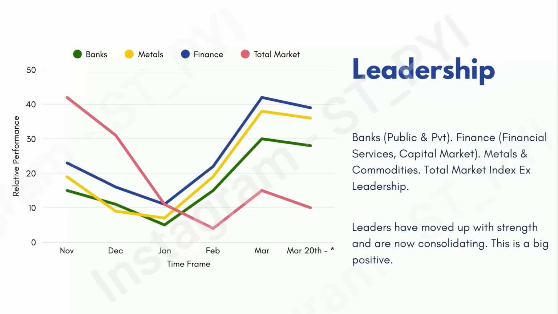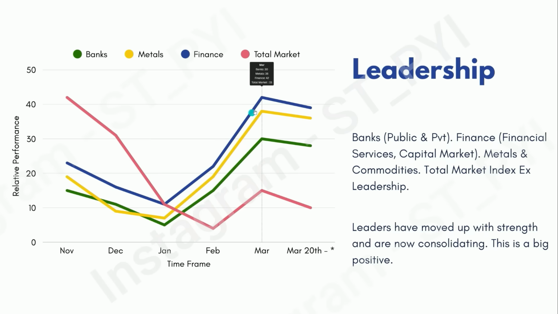I'll just sum up that chart for you. In this particular chart, the green line is the banks, metal is the yellow one, finance is the blue one. The total market without banks, metals, and finance is the red line. So post November, you started seeing a decline in total market. This total market again is ex the leadership in the market, which is ex metals, ex finance, ex banks. All right. So you see everything move together on the downside between November and December. And then you saw first metal started bottoming out, then finance, and then bank.